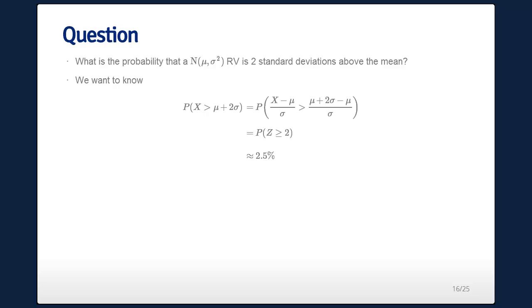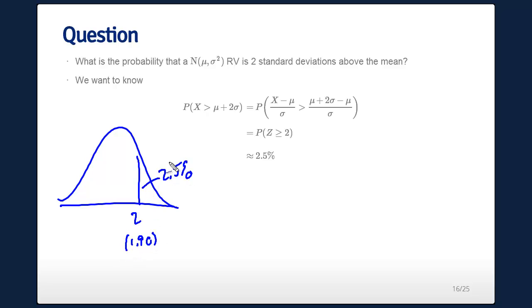What is the probability that a normal mu sigma squared random variable is two standard deviations above the mean? Well, we already know the answer to that because we've already told you it's about 2.5%. In the standard normal, if we take about 2, 1.96 really, that probability works out to be about 2.5%, and that works out to be about 97.5%. But let's go through the calculations. We want the probability x is greater than mu plus 2 sigma, right? If we standardize x so that it's a z random variable, and we standardize the right-hand side, you see the probability z greater than or equal to 2, and then that's about 2.5%.